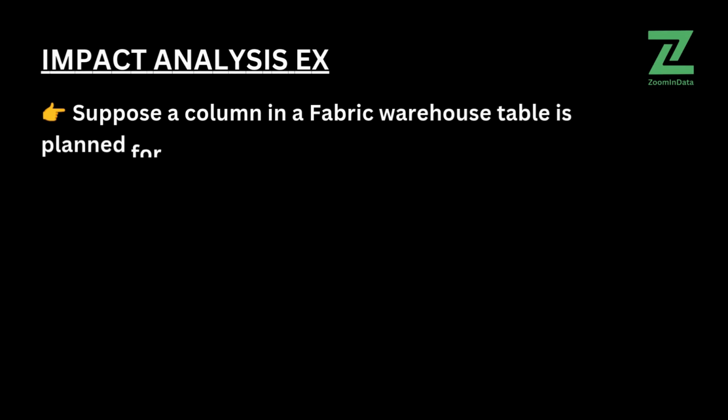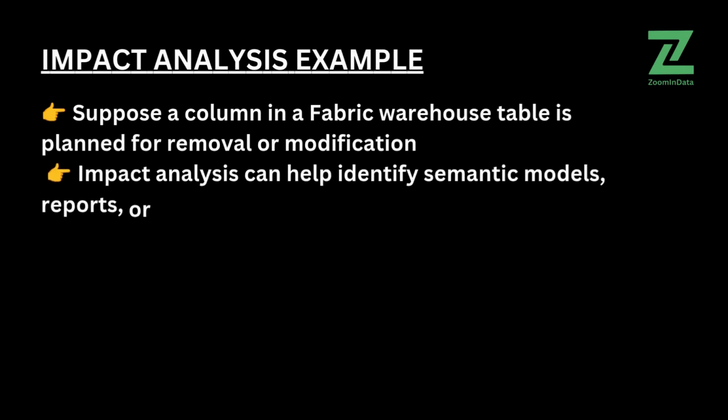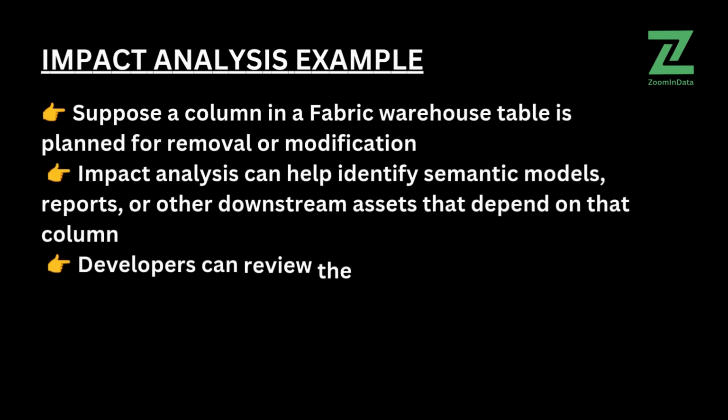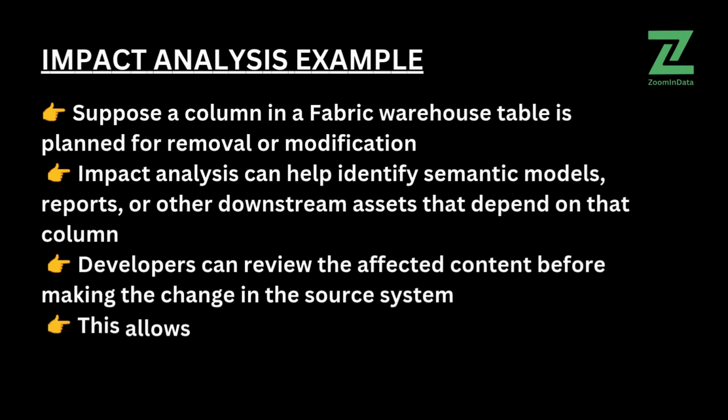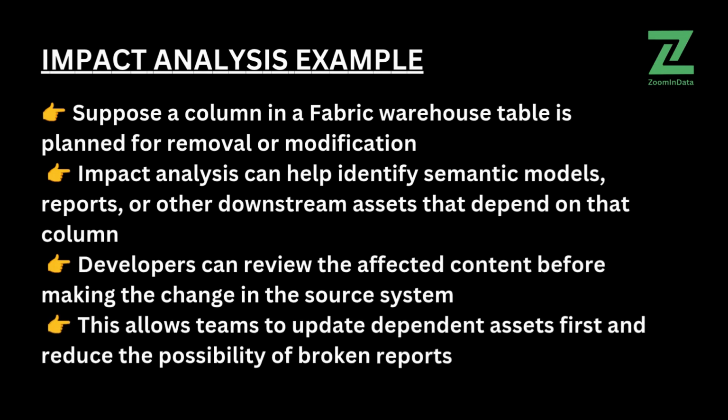Suppose a column in a Fabric warehouse table is planned for removal or modification. Impact analysis can help identify semantic models, reports, or other downstream assets that depend on that column. Developers can review the affected content before making the change in the source system. This allows teams to update dependent assets first and reduce the possibility of broken reports.